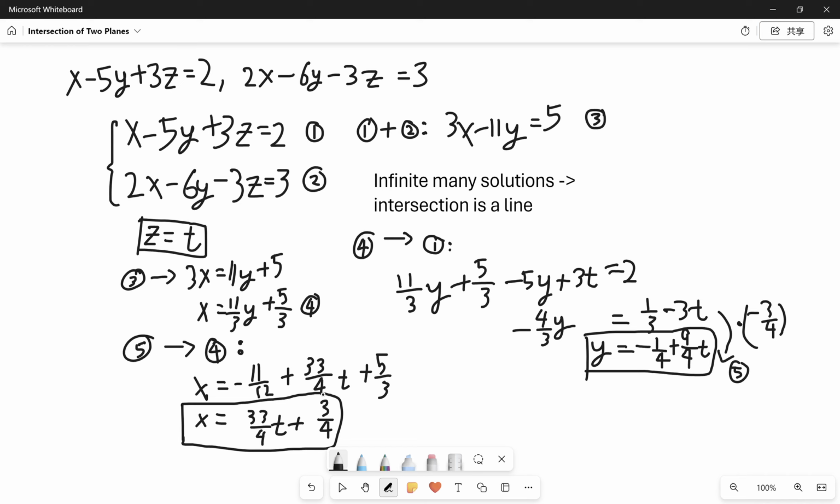So we represented x, y, and z using parametric equations. We represented our line in the 3D coordinate system. So problem solved. That's our answer to this problem: the 3 boxed equations. We put them together and we get the parametric representation of a line.